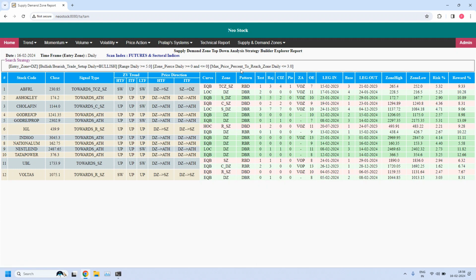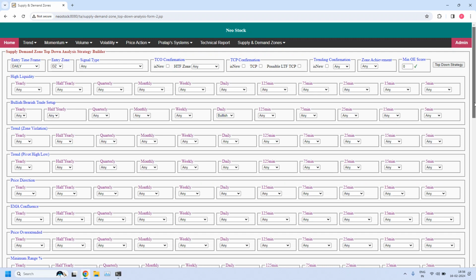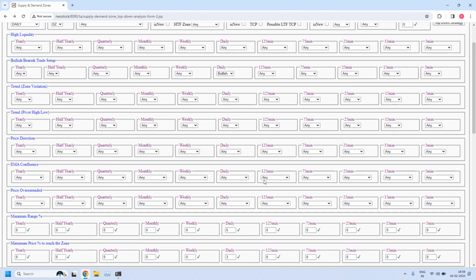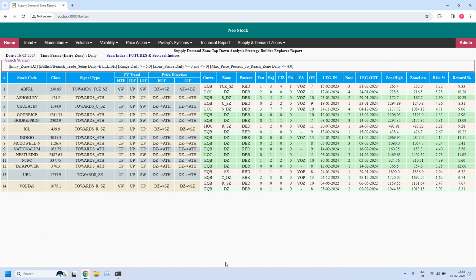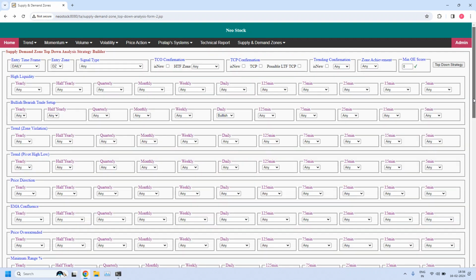Okay, now this is the 3% level. Now let us go to 4% and see within 4% to the zone, how many stocks are there? Now I am changing 3% to 4%. Let me filter. Now 14 stocks. Is there any stock moving towards the demand zone? No, all are moving to the supply zones or towards the all-time high. Now within 5%, the last report, that is the maximum, because we set a minimum reward of 5%.